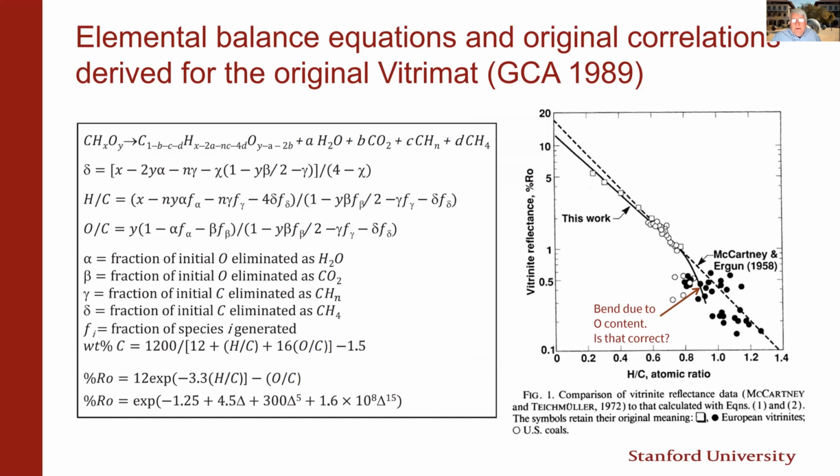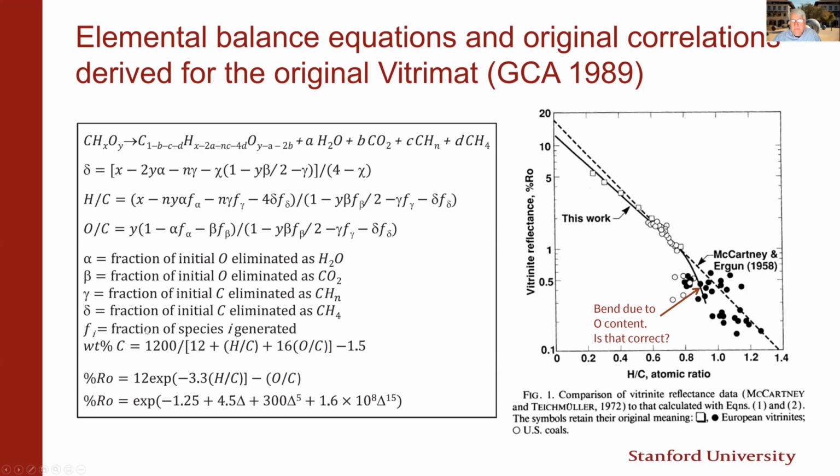So the general concept that I introduced in the 1980s was that if you have a chemical reaction model that can calculate the composition of kerogen, you can use that composition to calculate reflectance. And so these are the elemental balance equations that you can write down for any hydrocarbon containing oxygen into these various products. And the calculation of the hydrogen to carbon ratio and the oxygen to carbon ratio are given by these equations, where the variables are defined here.